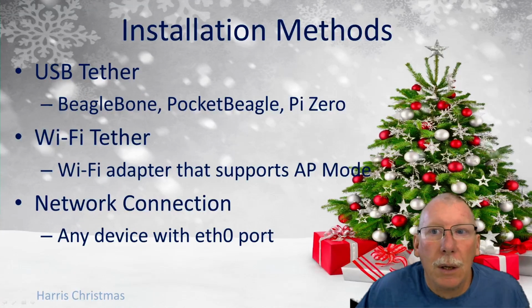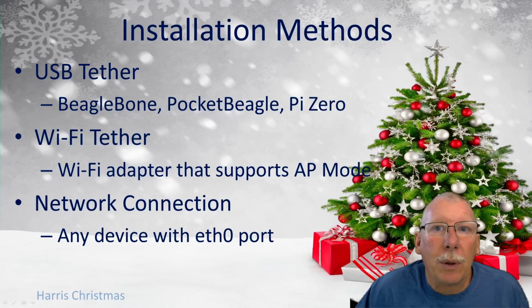So we're going to go over the installation methods. There's three basic methods. You have the USB tether method, which will work on the BeagleBone systems, the BeagleBone or Pocket Beagle, and also works on the Pi Zero. You got the Wi-Fi tethering method, and that works good with any device that has a Wi-Fi adapter that supports AP mode. Not all Wi-Fi adapters support AP mode.